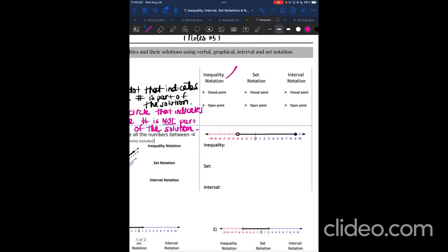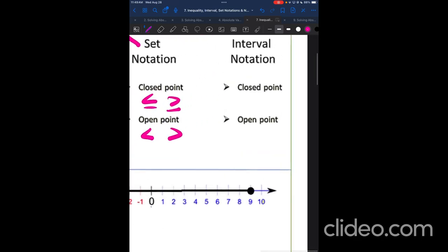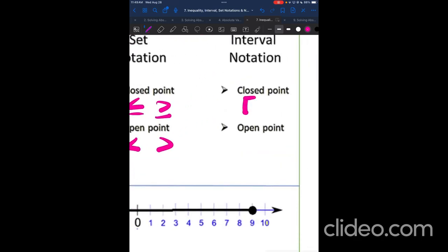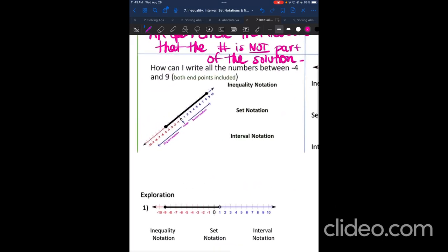So these right here are pretty much the same thing. They're similar. So if you know how to do inequality, then you can just copy it for the set notation. And for closed points, you'll see these symbols, less than or equal to, greater than or equal to. For open points, it'll just be either less than or greater than. You won't have that equal sign. In interval notation, if you see a closed point, you have to use a bracket, and then open points will be parentheses. So this is the first example, really, and everything else after is just more examples.